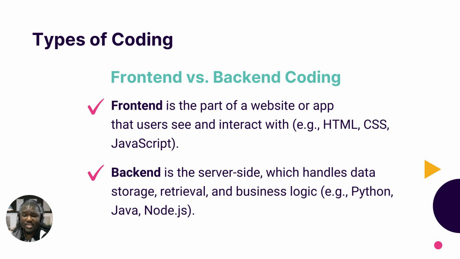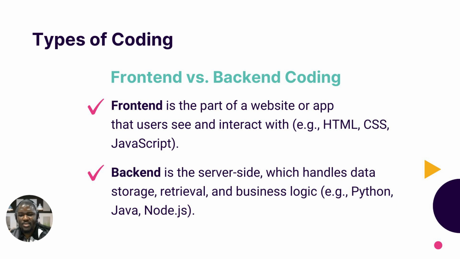So types of coding, we have front end and back end. This is just to mention some. Front end is the part of a website or app that users can see and interact with. For example, HTML, CSS, and JavaScript. HTML is a markup language, CSS is a style sheet. In simple terms, HTML displays information on the browser, CSS styles the information which has been displayed, and JavaScript brings interactivity to the data displayed.